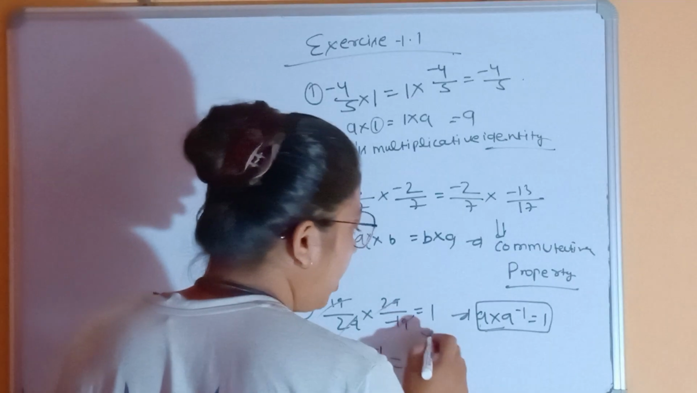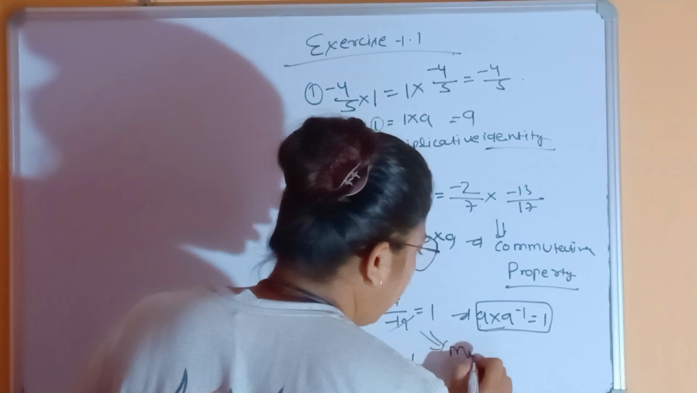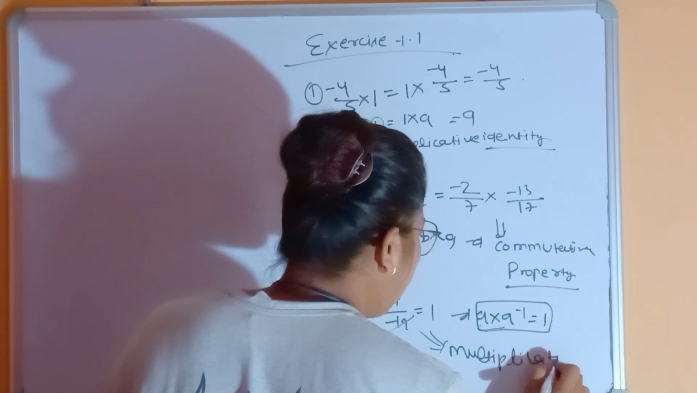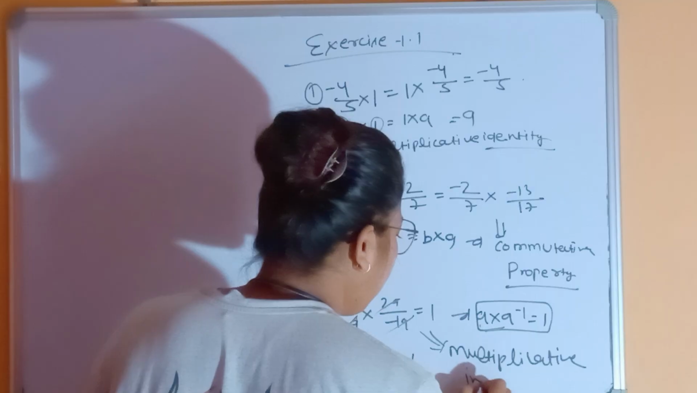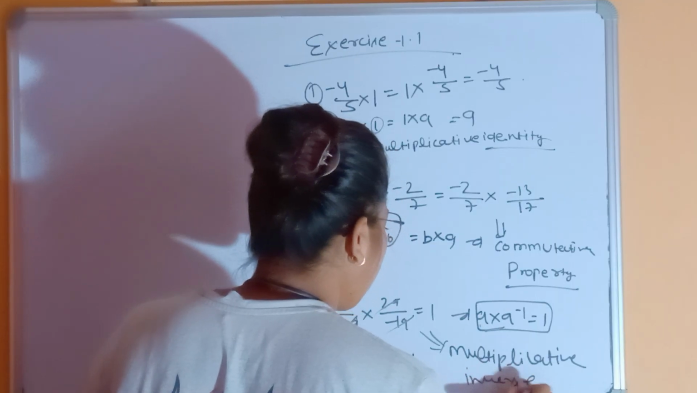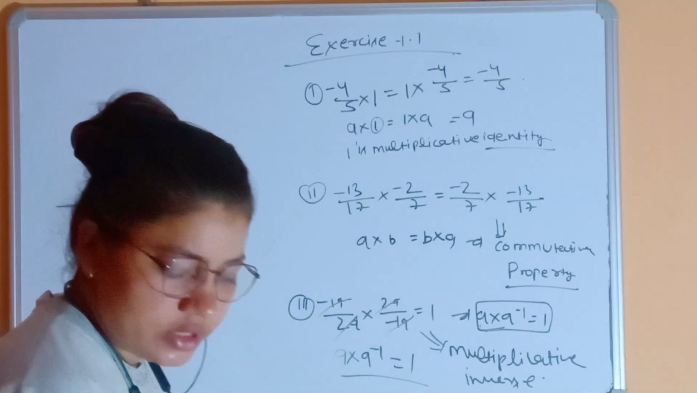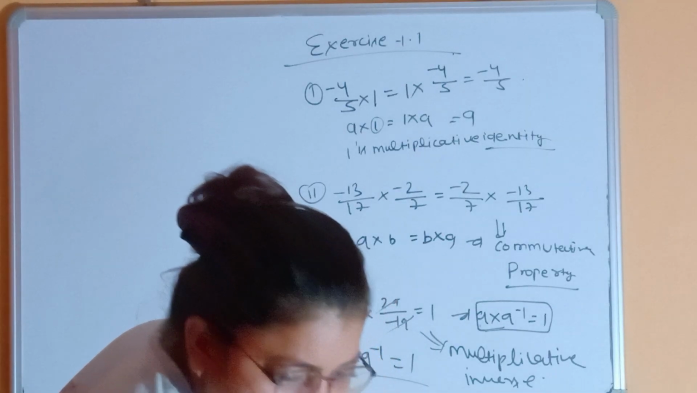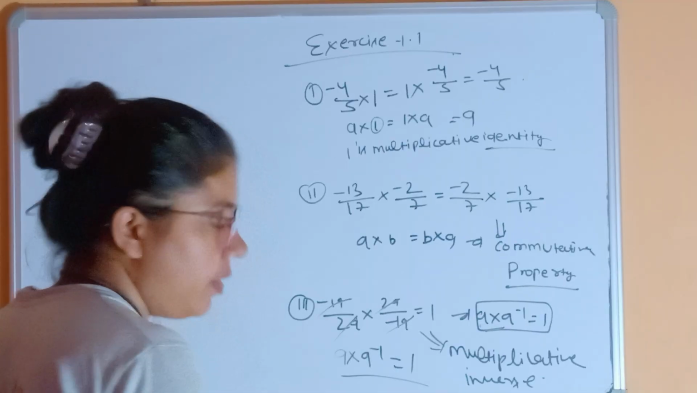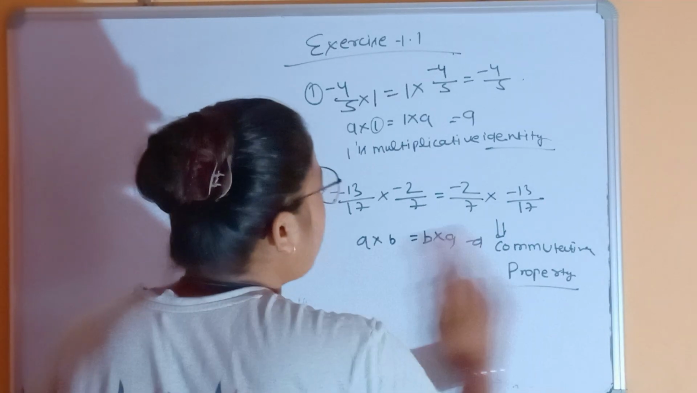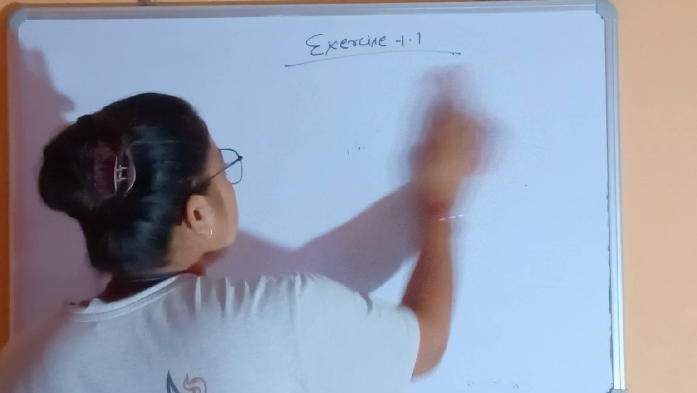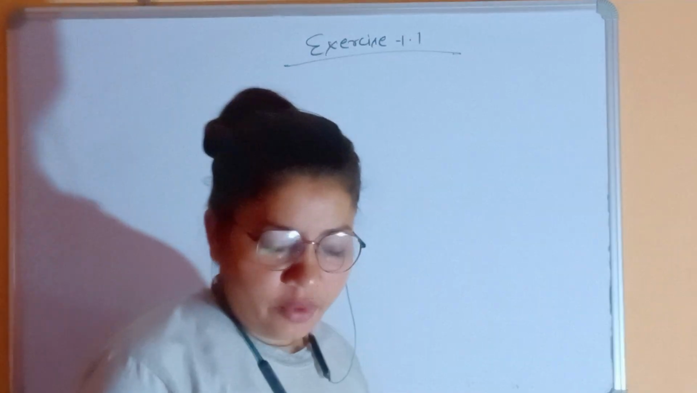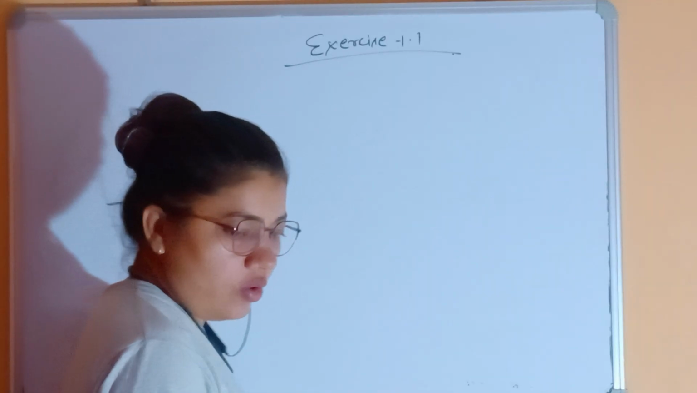So which property is used here? Multiplicative inverse. In the second question given, tell what property allows you to commute.